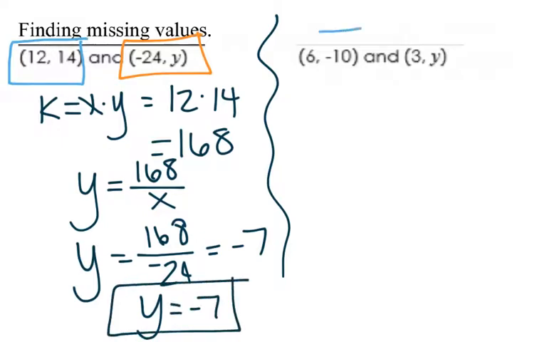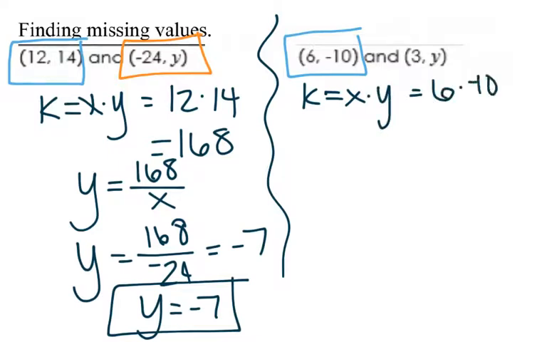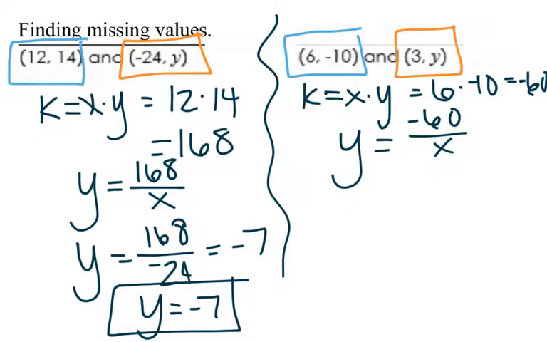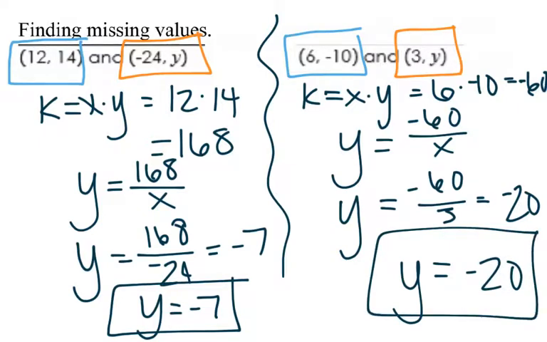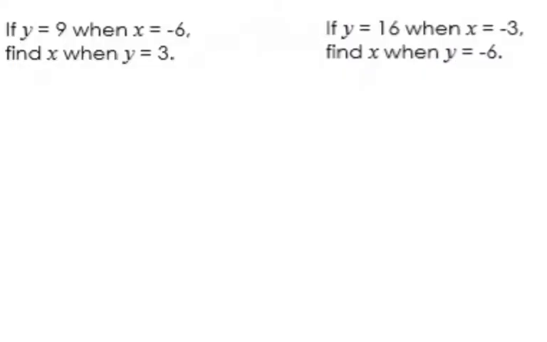We're going to do the same thing over here. This first coordinate is how I'm going to find what k equals. K equals x times y, so 6 times negative 10, which is negative 60. Now I can write my inverse variation equation. And then I'm going to use the second coordinate to figure out what I'm actually finding. So this time, we're trying to find y, knowing that x is 3. So all I have to do is negative 60 divided by 3, which is negative 20. So y equals negative 20. Pretty easy after knowing direct variation.